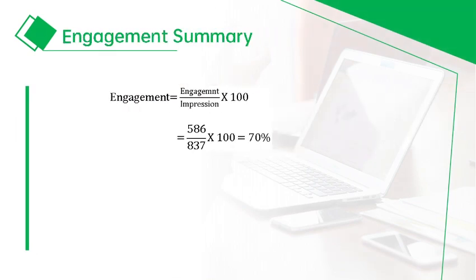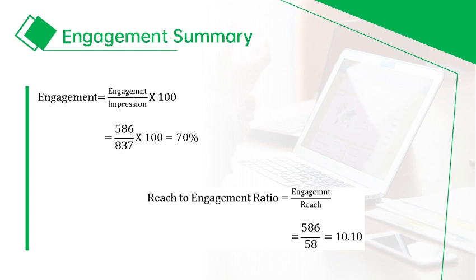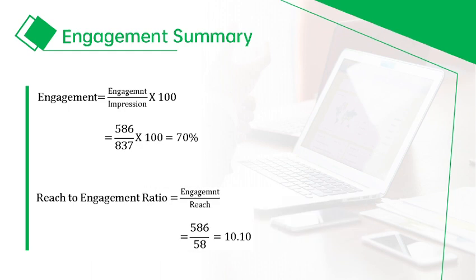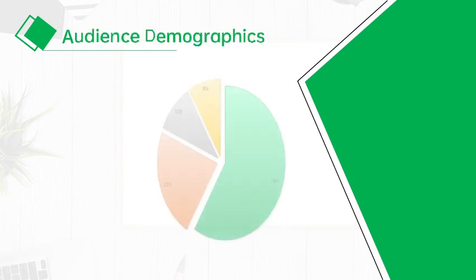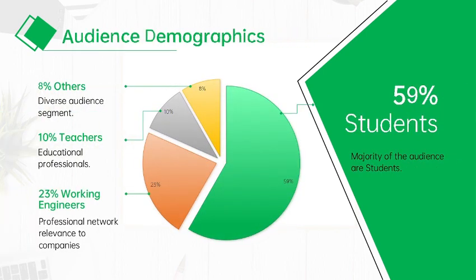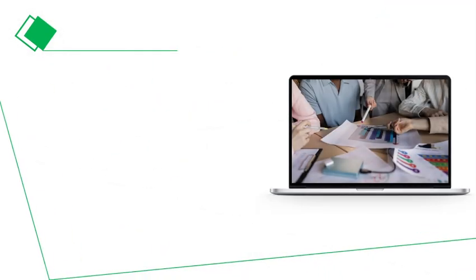Now, let's look at the overall performance summary. The post achieved an impressive 70% engagement rate, which means a majority of those who viewed it interacted in some way. Additionally, the reach-to-engagement ratio was 10/10, indicating that for roughly every 10 people reached, at least one person engaged, a very healthy ratio for LinkedIn content. Overall, this performance indicates moderate but healthy engagement for the post. When we analyze the audience demographics, we see that 59% were students, 23% were working engineers, 10% were teachers, and 8% came from other professional backgrounds. This diverse audience reflects strong educational and professional interest, a positive indicator for both reach and relevance.